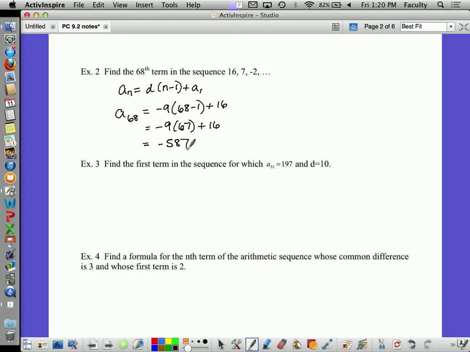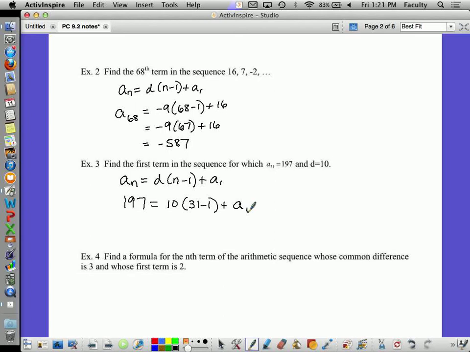In example 3, it says find the first term in the sequence for which a sub 31 is 197 and the common difference is 10. So I'm going to play the game. What do I know? I know I have DNA. That helps me find the nth term. Well, what's interesting is they gave us the 31st term. So I'm going to replace a sub n with 197, but that's really a sub 31. D is 10, so n is 31. And so when I play the game, what do I know? I plug everything in. The only thing unknown is a sub 1.